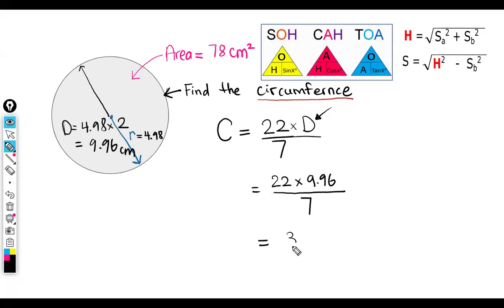And I'm getting 31.30 centimeters. I'm double checking it. A few people are telling me I have it wrong. That's all: 22 multiplied by 9.96. No, I double checked it. I got that answer. Right? I think I have it correct. So if you got it wrong, just type it back in on the calculator. And of course, let me know if you saw your mistake.